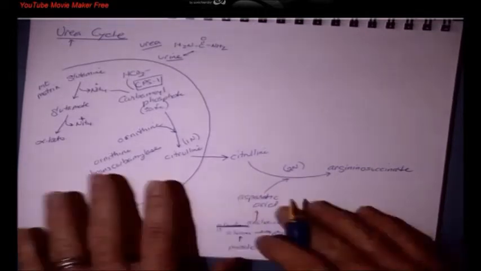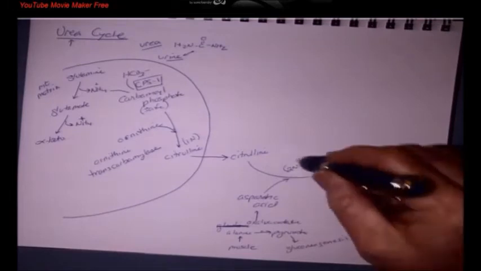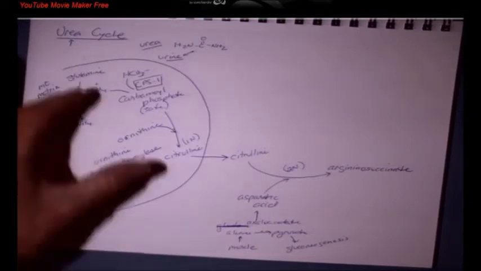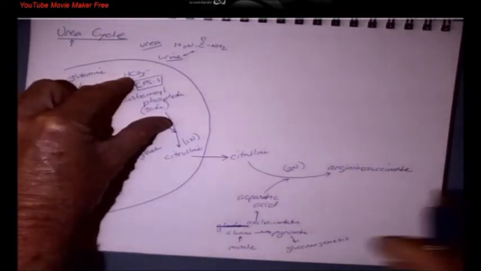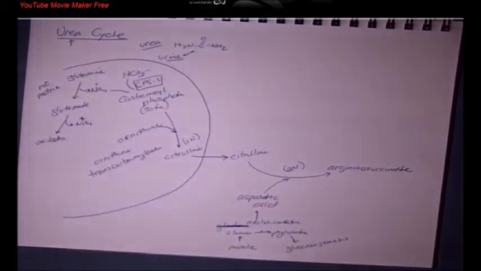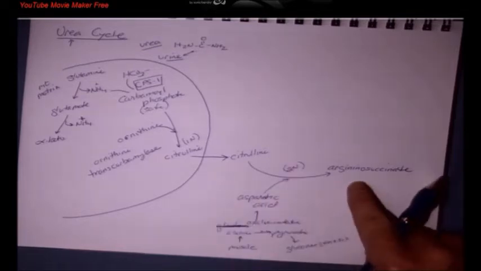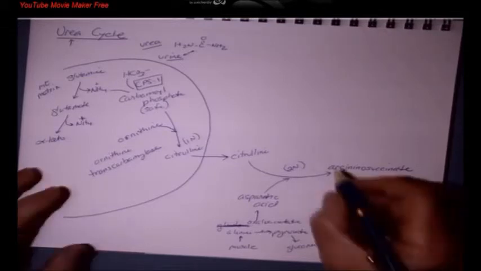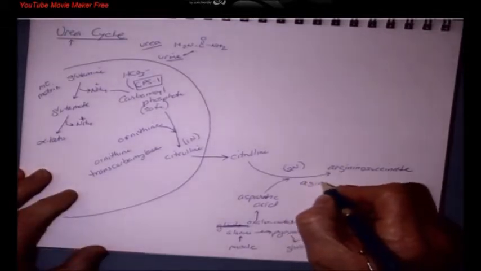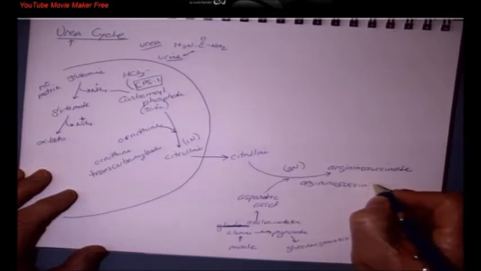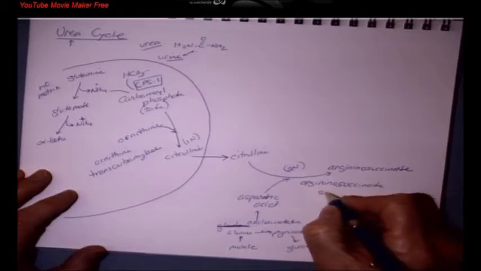So now, what these two reactions do is account for all of the nitrogens that are coming into the liver. We've got the nitrogen coming in from glutamine, we've got the nitrogen coming in from alanine, and now we have a net zero gain of nitrogen in the liver because we've got them both connected onto this molecule called argininosuccinate. The enzyme that does this is called argininosuccinate synthetase.